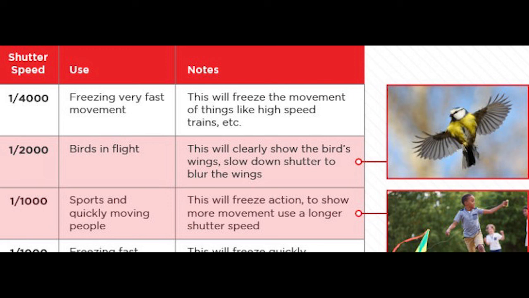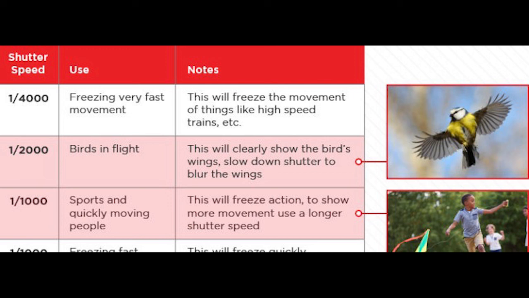1/2000 is used for birds and objects in flight, like flying insects, but not planes. Planes look slow in the air, but they're faster on land. So for any flying objects or insects, use 1/2000 of a second.